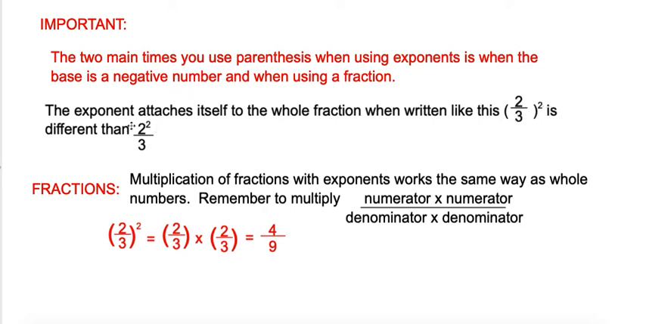It's different than this second example, 2 to the 2nd power over 3. That's different. There are no parentheses here, so the only thing that gets repeatedly multiplied is the numerator, the one with the exponent attached. So this would end up being 4/3. I hope you see the difference between when you have parentheses and it's raised to a power, where everything inside gets multiplied by itself, and when you just have part of it.